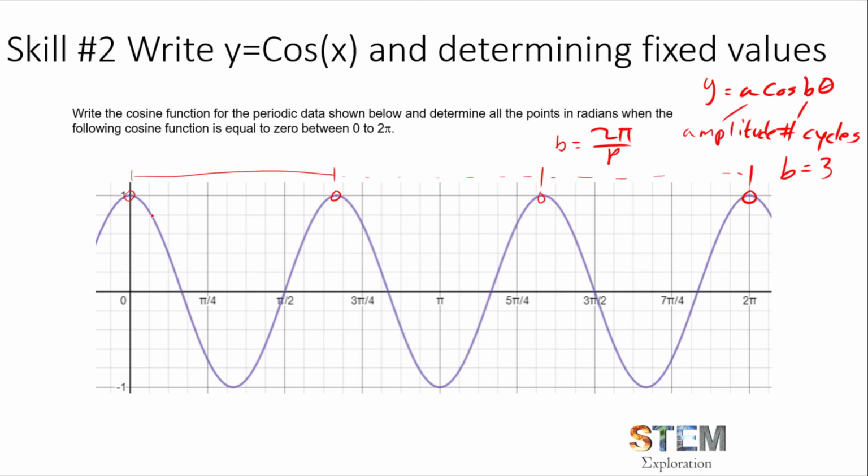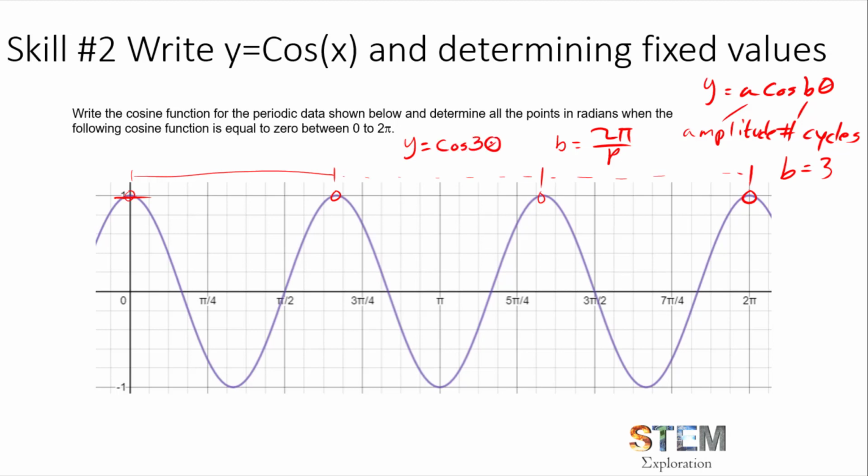But it was pretty simple to just look at the maximum since it starts at a maximum and see that the 4th maximum is at 2 pi. So that means there are 3 complete cycles. So b is equal to 3. And I also see that the amplitude of this, or the maximum, is 1 and the minimum is -1. So I see that the amplitude is equal to 1. So I can create a function from this pretty easily. I can say that y is equal to the cosine of 3 theta.